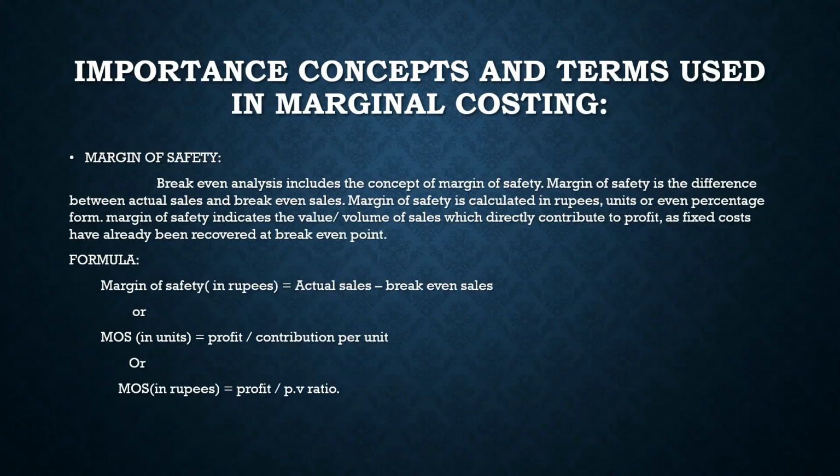Next one is margin of safety. Margin of safety is the difference between the actual sales and the break-even sales. It shows how much sales can drop before the business reaches the break-even point. It represents the safety for the firm. The formula for margin of safety in rupees is actual sales minus break-even sales, or you can find it in units as profit divided by contribution per unit, and in rupees as profit divided by PV ratio.